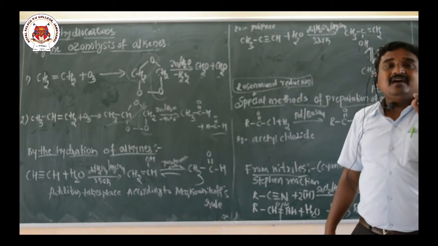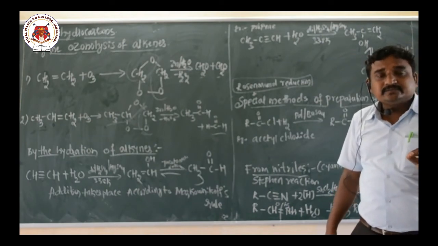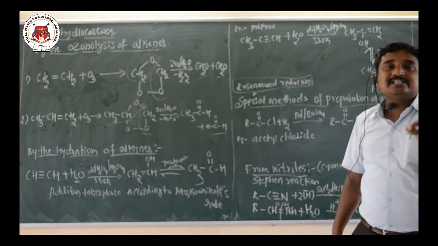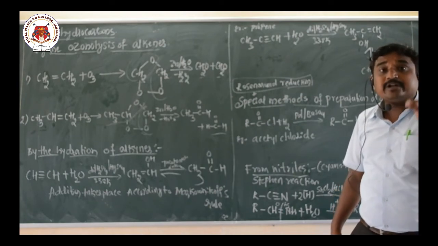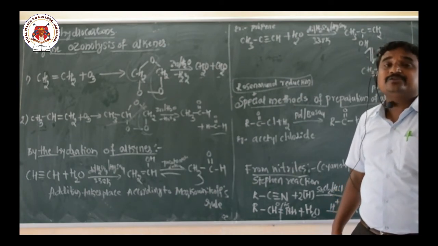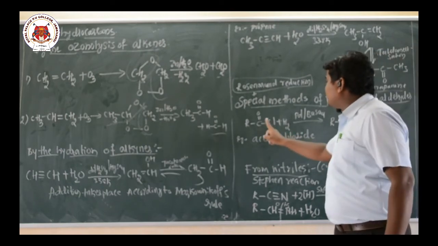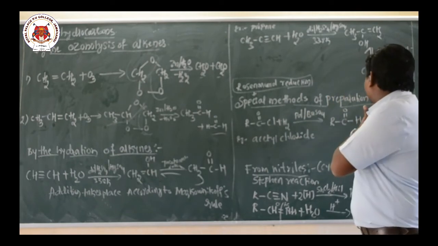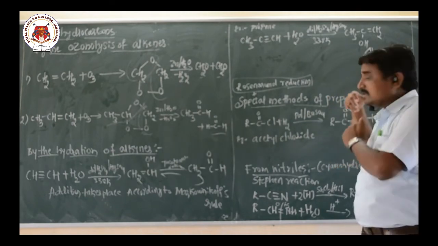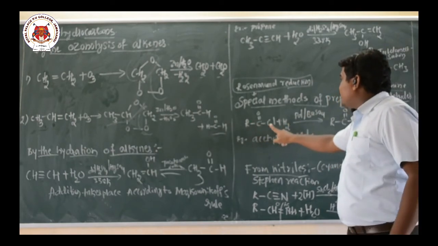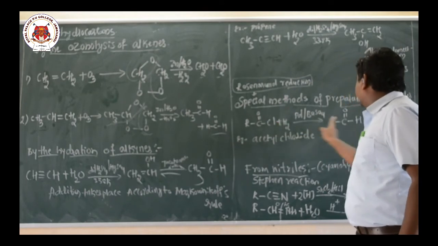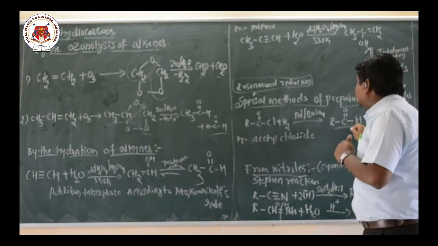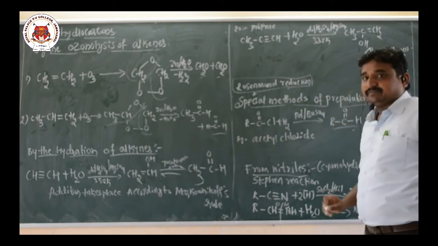When acid chloride is heated with hydrogen in presence of palladium supported over barium sulfate, that gives aldehyde. So here what happened, one of the hydrogen atoms reacts with this Cl, so there is a loss of HCl. So RCHO plus HCl. So here is the formation of aldehyde. This reaction is called Rosenmund reduction.